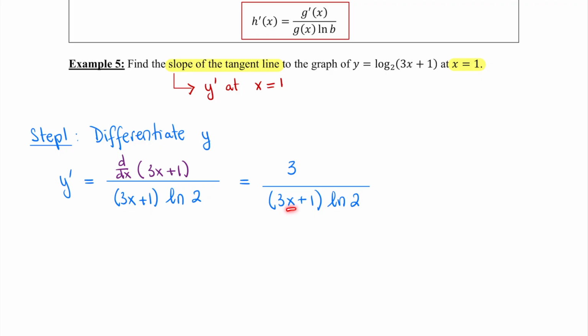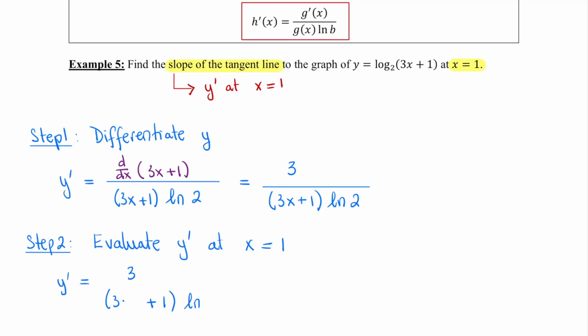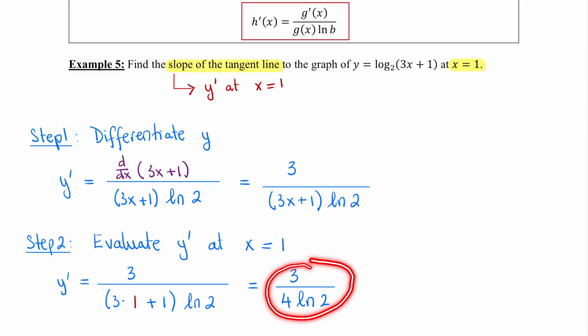Now, plug in x equals 1. So I have 3 over 3 times 1 plus 1 times natural log of 2. 3 times 1 plus 1 is 4. So I will have 3 over 4 times natural log of 2. So this is the slope of the tangent line at x equals 1.